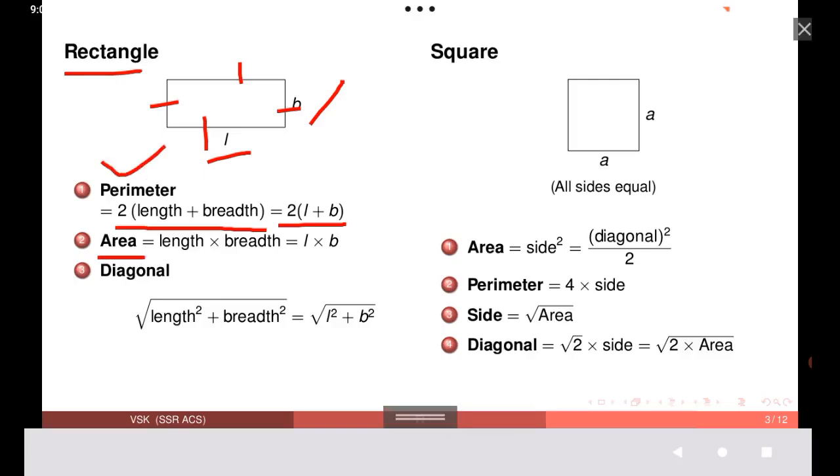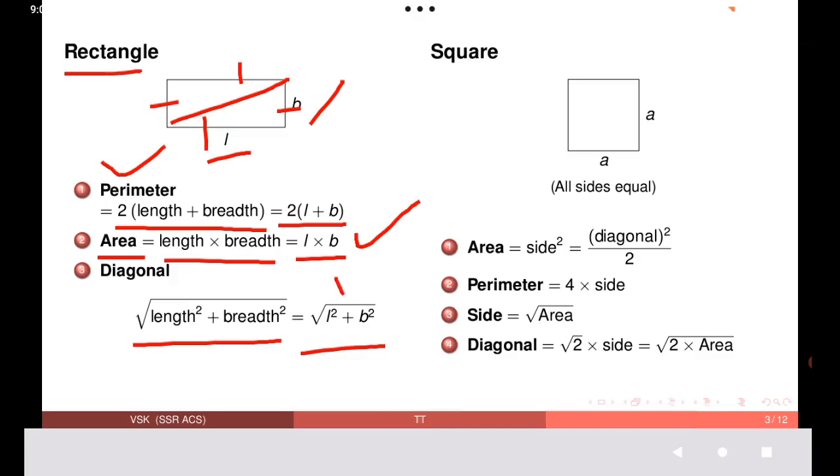Second formula is area. Area is length into breadth. So L into B. That is the second formula, for the area. And diagonal. If you want to find the diagonal, suppose this is the diagonal, what will be the length of the diagonal? It will be under root of length square plus breadth square. This is because of the Pythagoras theorem. So by this formula you can find the diagonal if it is asked in some question.